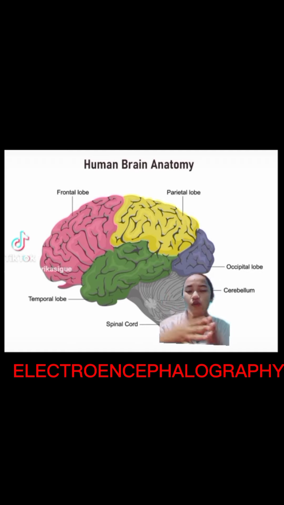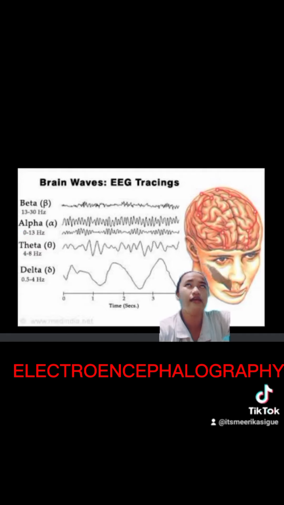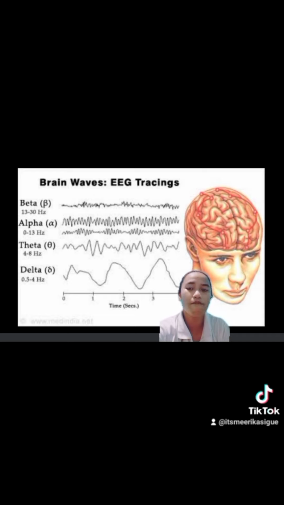So, now let's move on to the 4 types of waves. We have the beta, which is seen in the frontal and parietal lobe, which determines alertness, focus, or problem solving. Then we have the alpha, which is found in normal people, which is the calmness and also the relaxed state. Then we have the theta.